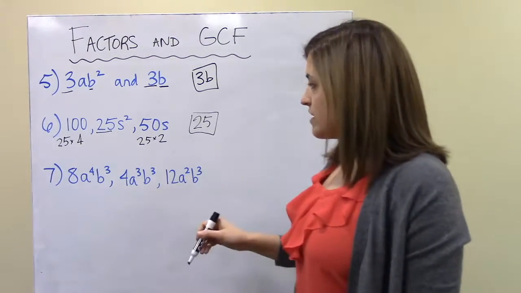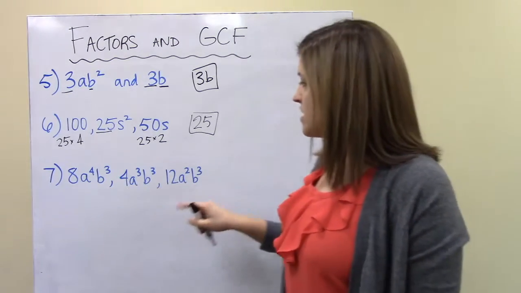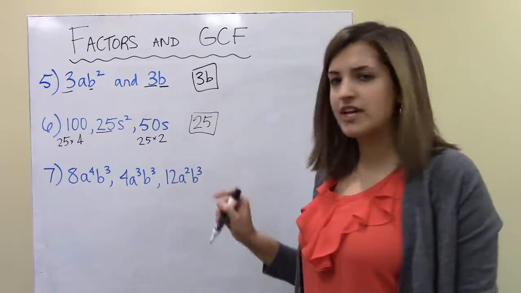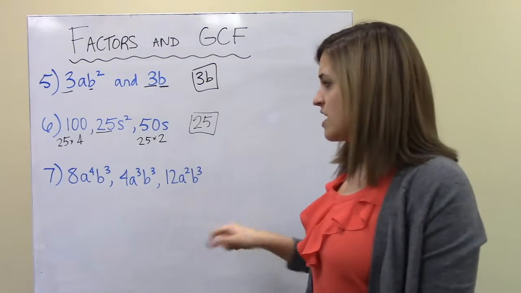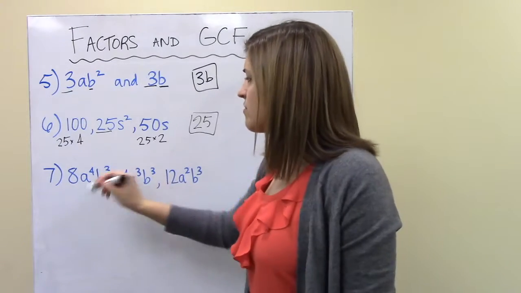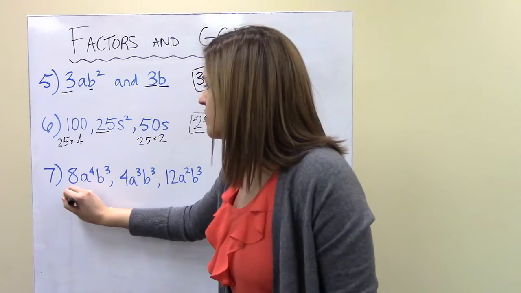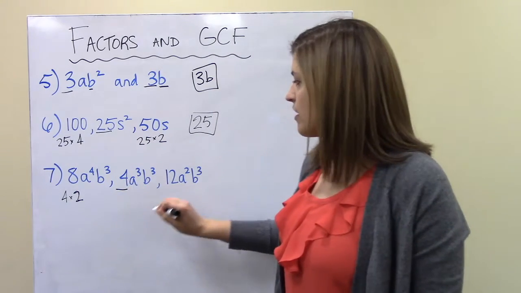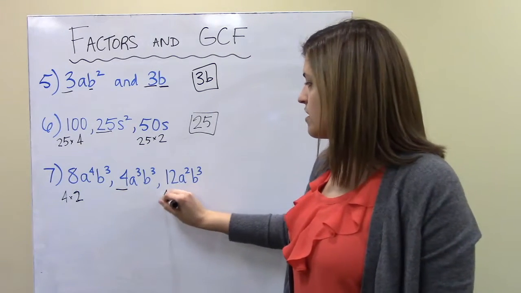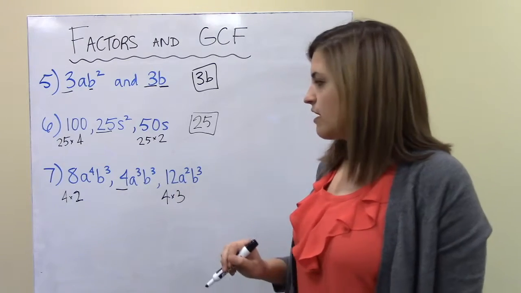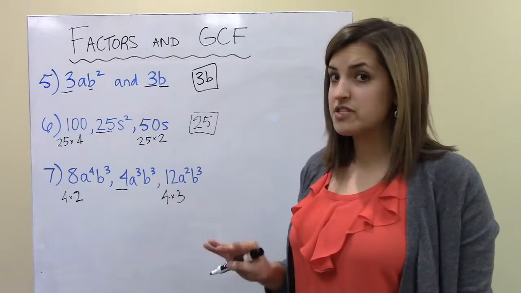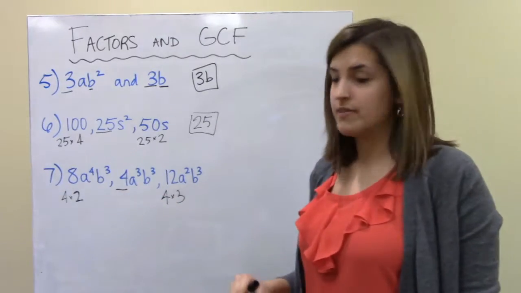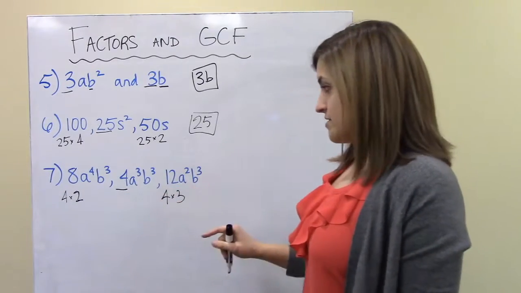Now for number 7, I'm going to see how many a's and b's I can fit into all 3 of these terms, and I'm going to look at these numbers. So I know 8 is really 4 times 2, and if I look ahead, I see a 4, and I see a 12, and I know 4 times 3 is 12. So I know that 4 goes into all 3 of these numbers, but nothing bigger because 4 is one of them. Now I have to look at the a's.